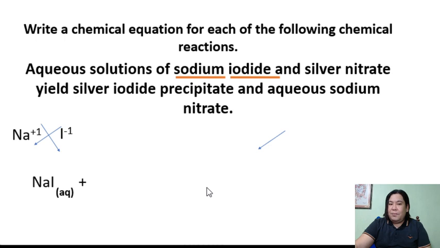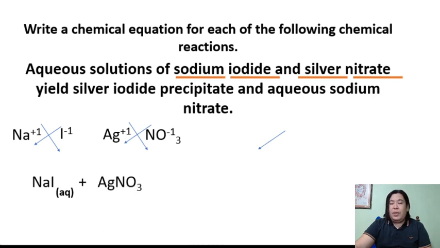Okay, lagay kayo ng plus. Then silver nitrate, the symbol for silver ion is Ag+1, while nitrate is NO3-1. Crisscross, since pareho din ulit sila na positive 1 and negative 1, these are cancelled out. And the final formula for silver nitrate is AgNO3. And then followed by the word yield. So maglalagay kayo ng yield sign.